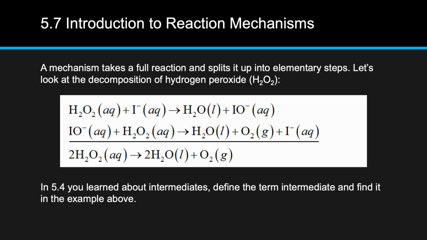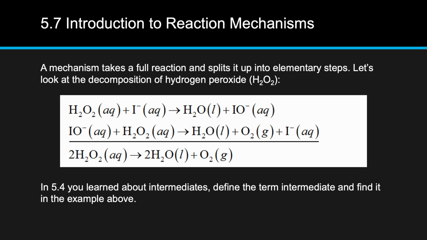A reaction mechanism breaks one overall chemical reaction into those elementary steps that show what's happening at the molecular level. In this example, the decomposition of hydrogen peroxide happens in two steps, and when you add those steps together, you get the overall reaction: 2H2O2 reacts to form 2H2O plus O2.